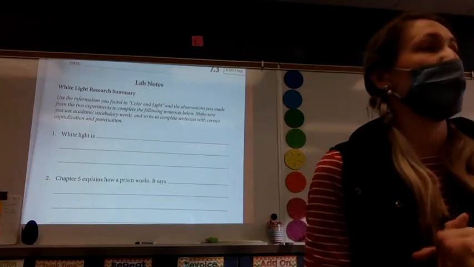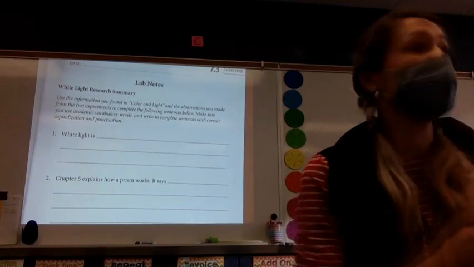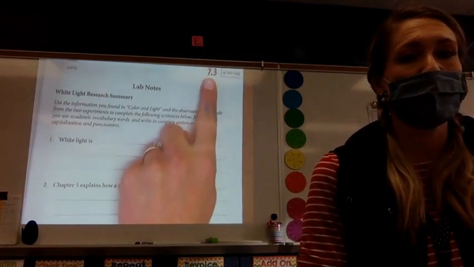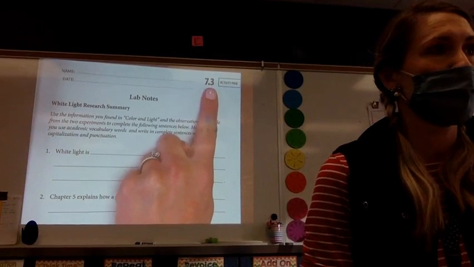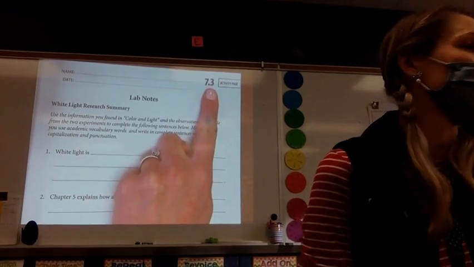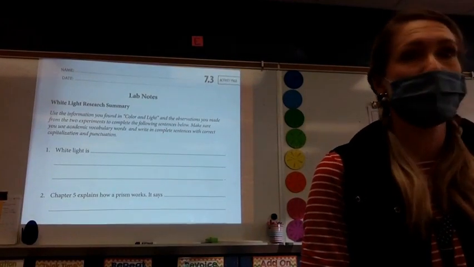We are going to be on activity 7.3, page 71. Make sure you're on it. Point to the activity number in the top corner. What number is it? 7.3. Point to the page number at the bottom. What page are you on?